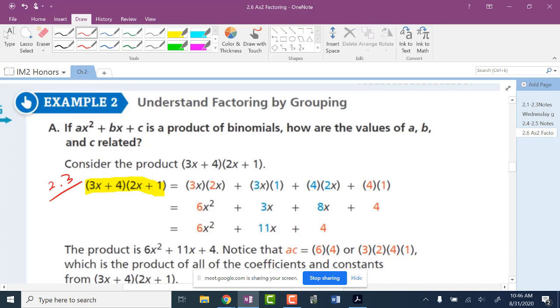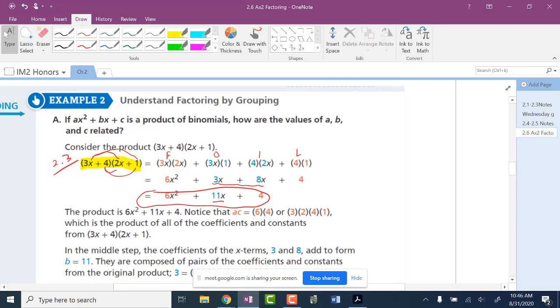And this hammers down the whole idea that foiling is the opposite of factoring, and factoring is the opposite of foiling. So in 2, 3, you were given this question: first, outer, inner, last. And then you added like terms, and this was the answer.